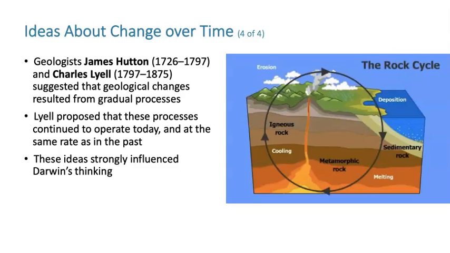A little bit later, and overlapping with Cuvier's early days, was geologist James Hutton, and overlapping with Cuvier's later days was geologist Charles Lyell. Both Hutton and Lyell suggested that there were some geological changes that are ongoing on the Earth, and that they result in gradual changes to the geology of the Earth. Lyell proposed that these processes continued to operate today at the same rate that they happened in the past.